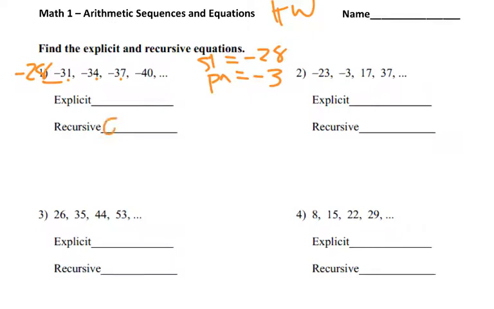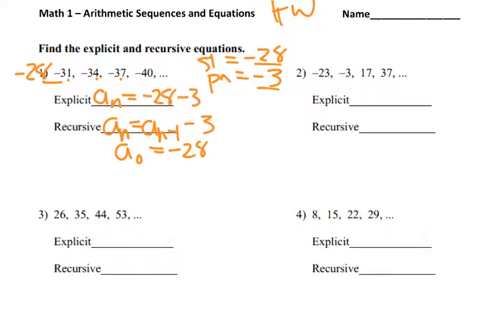So recursive, remember, a sub n equals a sub n minus 1, then our pattern, minus 3, a sub 0, where we start, negative 28. For the explicit, just a sub n equals our start, negative 28, how we're growing, and because we're going to be growing repeatedly, we just times it by n. Okay, so once we have that start and that pattern of growth, pretty easy to figure this out, right?